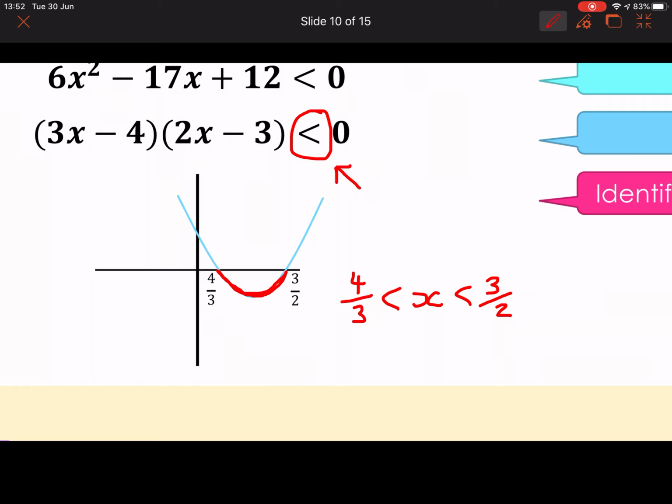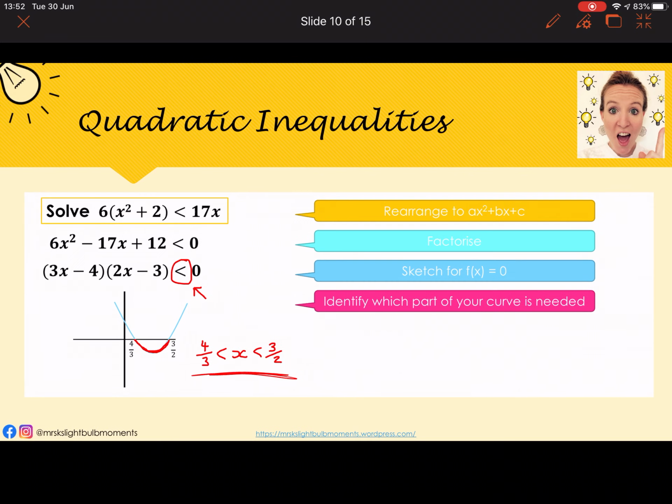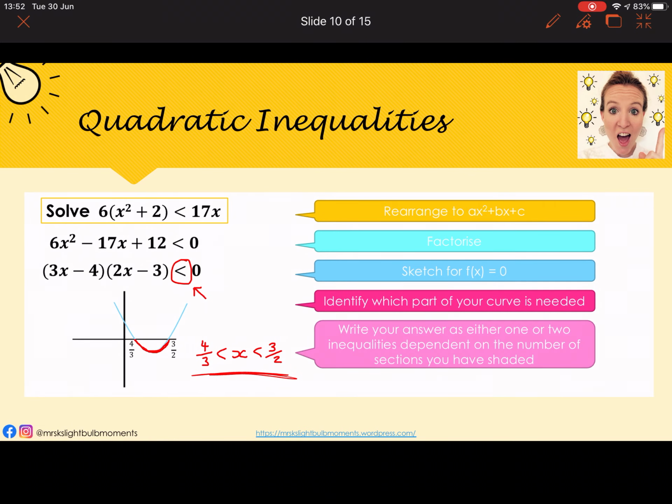Remember, that means it couldn't actually be on the x-axis. It had to be less than 0. So that's your final answer: one inequality for one shaded part. Just to show you there. Okay, can we see how that works?